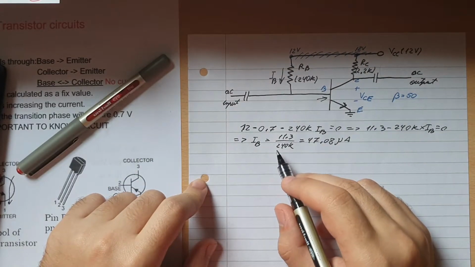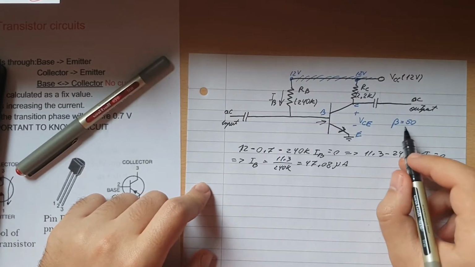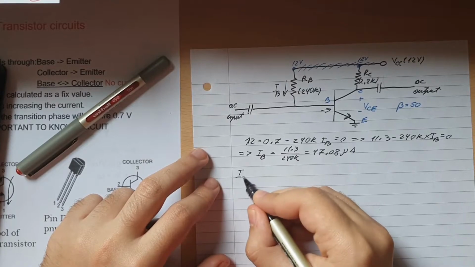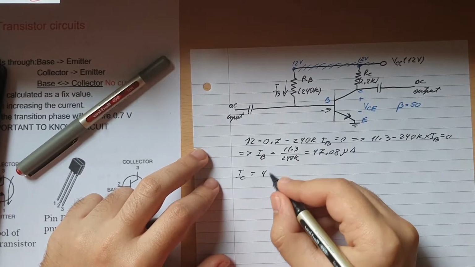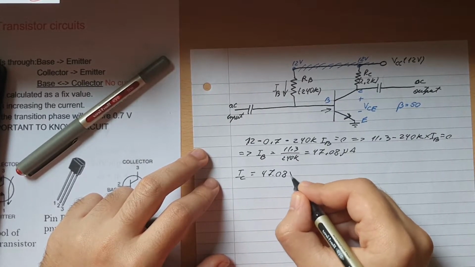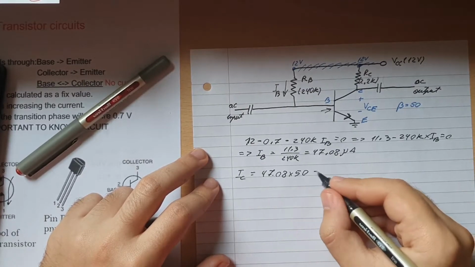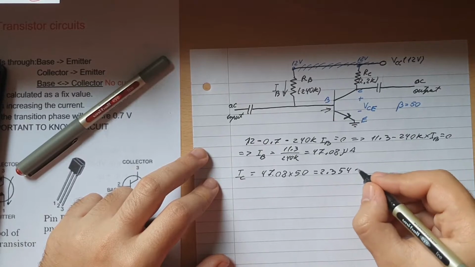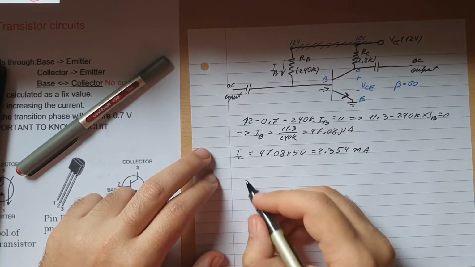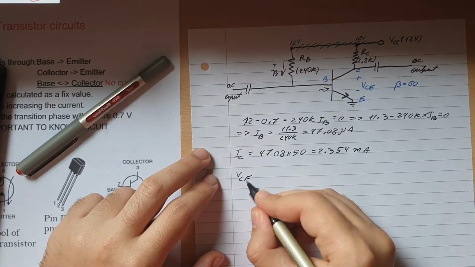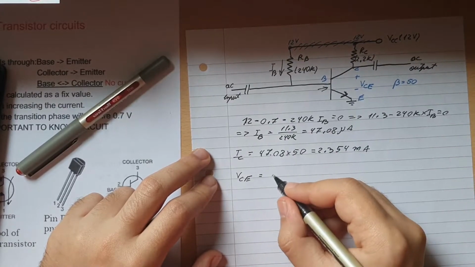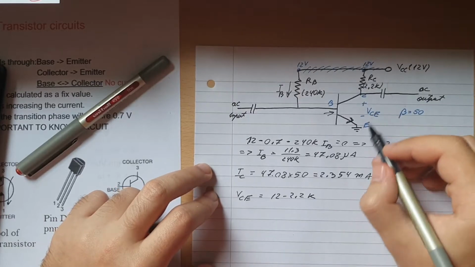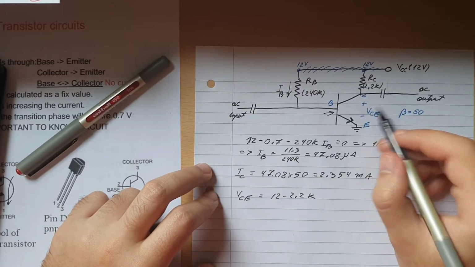Alright, so now we find the current IB. We know the gain is 50 for this transistor, so we can easily find IC by simply doing 47.08 multiplied by 50, and that will give us 2.354 milliamps. And VCE would be equal with 12 minus 2.2k, because that's the point we want to calculate.